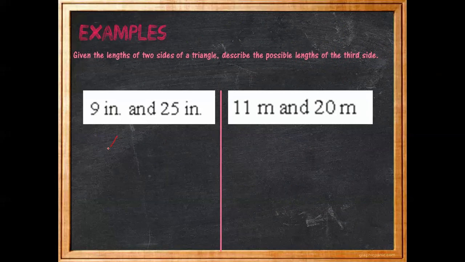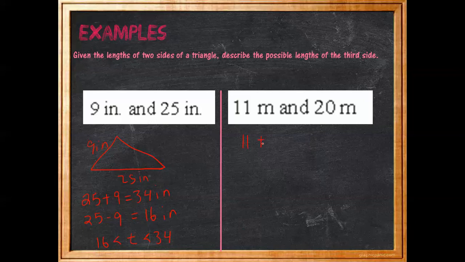Okay, in order to do this one now, we have 25 and 9. So we're going to take 25 plus 9, and that's going to give us 34. And then we're going to take 25 minus 9, and that's going to give us 16. So our possible lengths for the third side would be that the third side has to be greater than 16 but less than 34. Okay, greater than the smallest number, less than the biggest number.